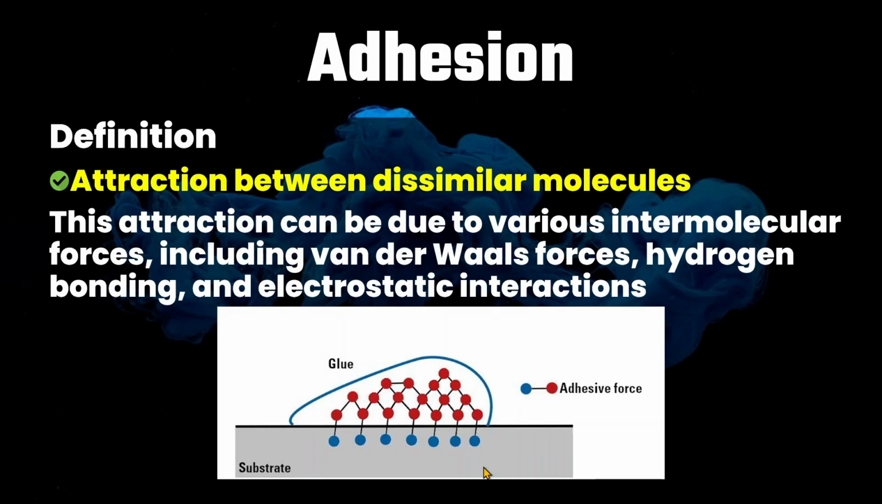Adhesion. Adhesion is the attraction between dissimilar molecules. In simpler terms, it's what makes water stick to other surfaces. This happens because of forces like hydrogen bonding, van der Waals forces, or electrostatic interactions that pull water molecules toward other materials.